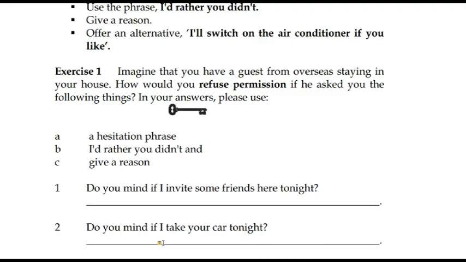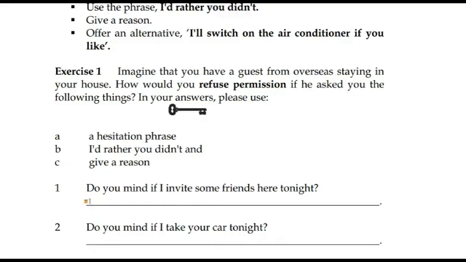Okay. So when you are going to refuse permission, you are going to add a hesitation phrase. These hesitation phrases include actually, well, and to tell you the truth. Now you have to use a hesitation phrase, and you have to refuse with "I would rather you didn't," and then you have to give the reason why you are not going to allow your friend to do whatever he wants to do.